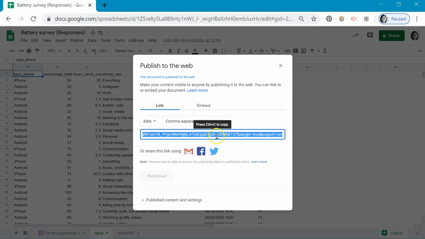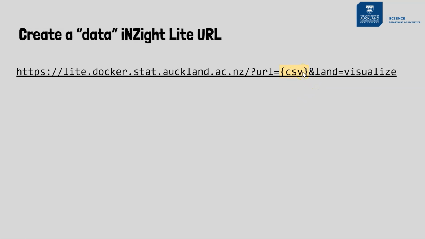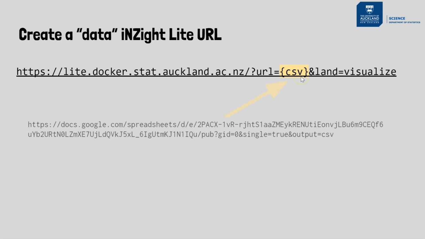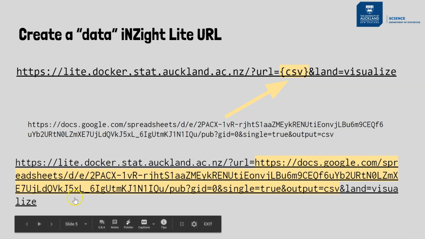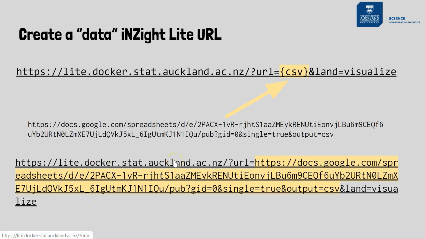And then this whole link here, which is a pretty hideous URL, but it'll work the same as before. I can use that URL. I can insert it in the URL to iNZight, and it will appear when I click through. Let's go through that process again of creating this iNZight Lite URL. So we take the basic URL template, and we replace this part of the CSV with this lovely URL from Google, which is for the published CSV form of your Google Sheet.